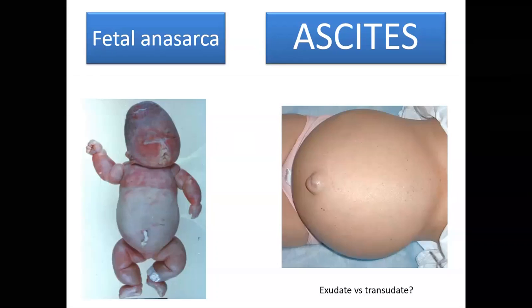You need to decide whether this is an exudate or a transudate. Have you heard these words from Dr. Brown? Great, excellent. What is the main difference between a transudate and an exudate? Protein concentration and cells. These are the two main things. The protein is going to be high in exudate and cells are going to be high in exudate. Proteins are going to be low in transudate and cells are going to be low in transudate, right? Okay, great, thank you.